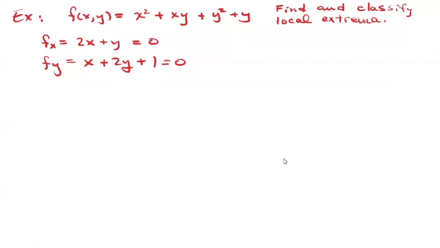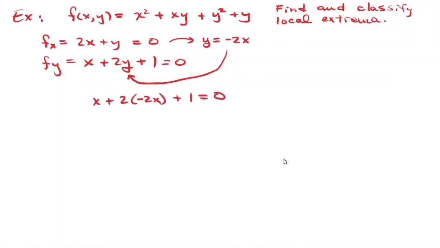Method of substitution might be easiest. So from the first equation, you get y is negative 2x. Good. And then maybe plug that into the second equation. So you have x plus 2y, which is negative 2x, plus 1 equals 0. So I think that says x minus 4x is negative 3x, plus 1 equals 0, so I think x is a third.